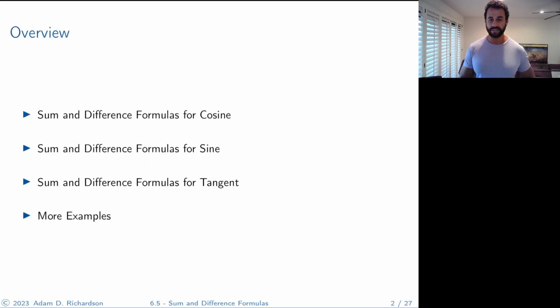All right, so first an overview. We're going to start with the sum and difference formulas for cosine, and then we'll get the sum and difference formulas for sine, and then we'll get the sum and difference formulas for tangent, and then we'll do just a few more examples after that. One second. There we go.